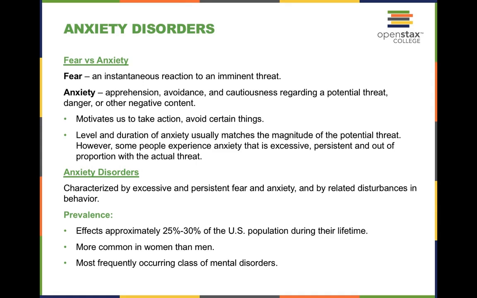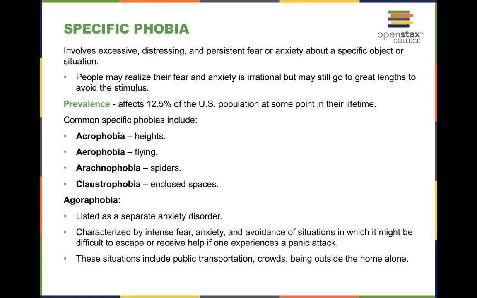What's going on here? Anxiety disorders, as I mentioned, are characterized by excessive and persistent fear and anxiety and by related disturbances in behavior. Now, the prevalence of anxiety disorders: it affects about 1 in 4 individuals in the United States during their lifetime and is more common in women than in men. First disorder we will be kicking off with is specific phobia. This involves excessive, distressing, and persistent fear or anxiety about a specific object or situation.